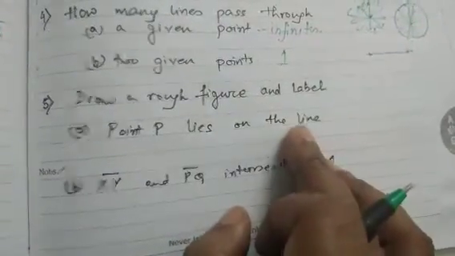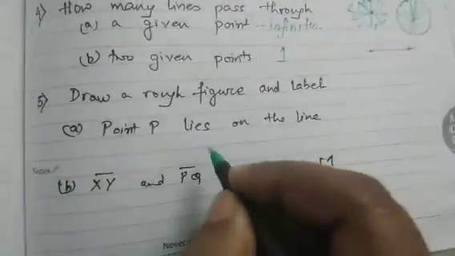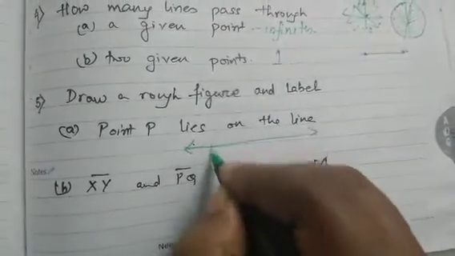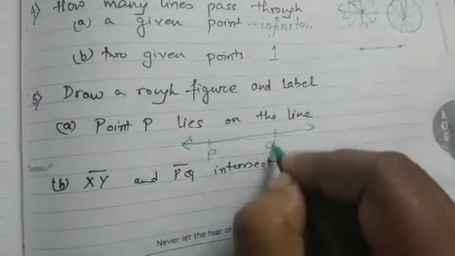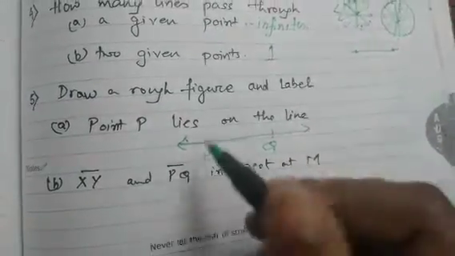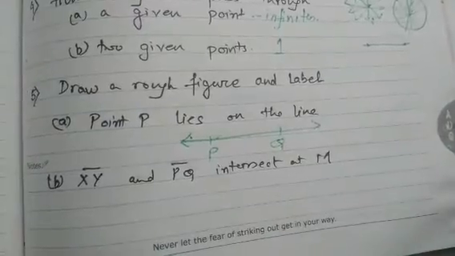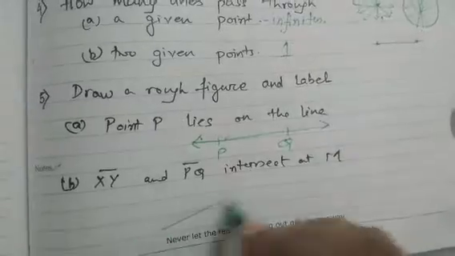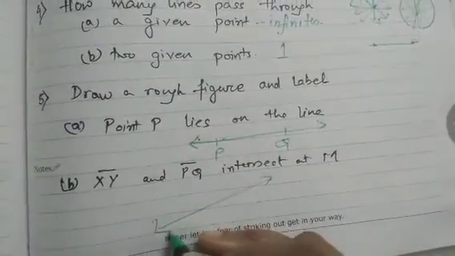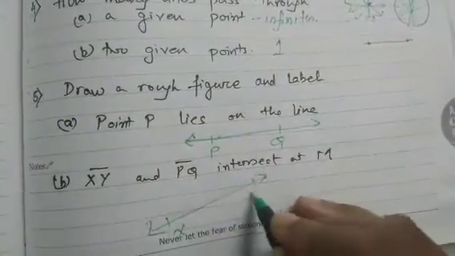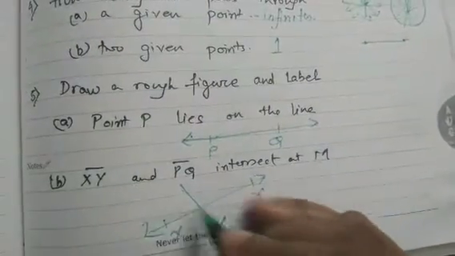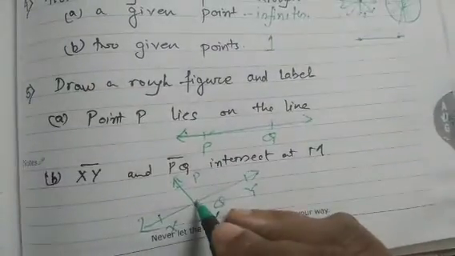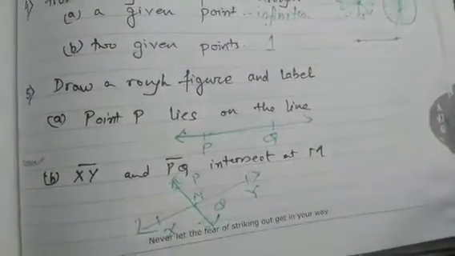Point P lies on the line. I have to draw a rough figure. So if I draw a line, and name this line PQ, then point P lies on the line. XY and PQ intersect at M. So I can draw one line XY and one line PQ. So they will intersect at this point, which I can name M.